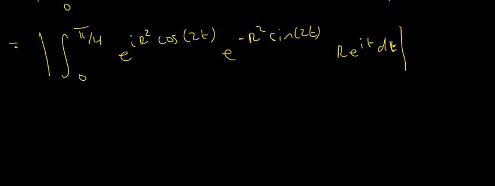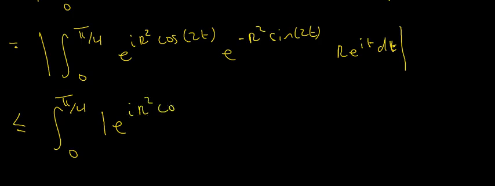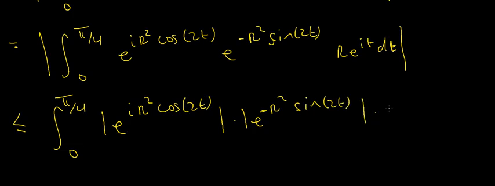Okay, so now I want to use the triangle inequality for integrals, which basically says that I can bring these absolute value signs inside. So I'm going to get, well, this is not equal to, but less than or equal to, the integral from 0 to pi over 4. I'm going to have the modulus of i e to the i r squared cos 2t, times the absolute value of e to the minus r squared sine 2t, times the absolute value of r e to the it dt.